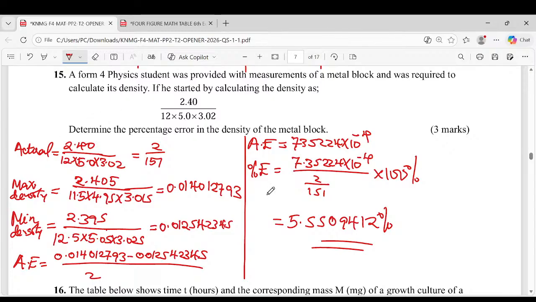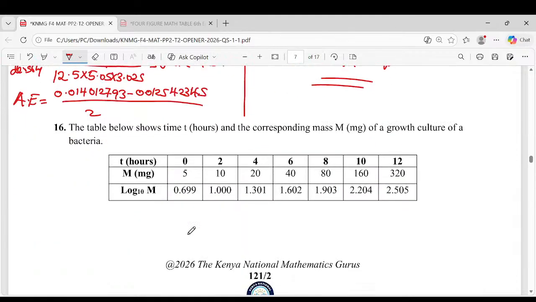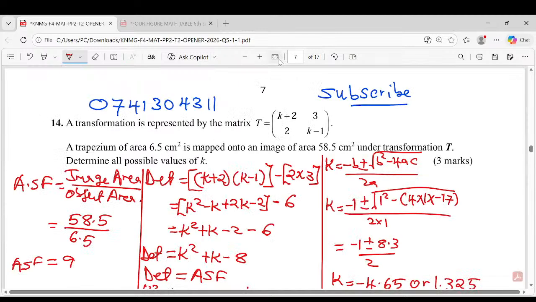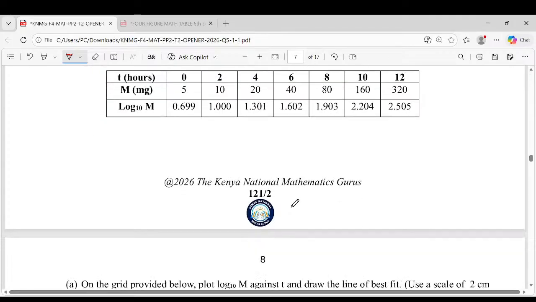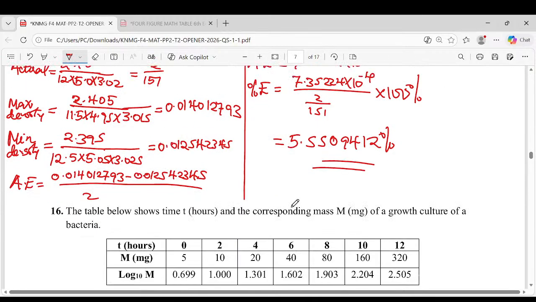Allow me now, after having looked at question 15, to take you through question number 16, which is the last question of our discussion tonight. Question number 16. The paper is a very standardized paper. You can see it has questions of standard quality.